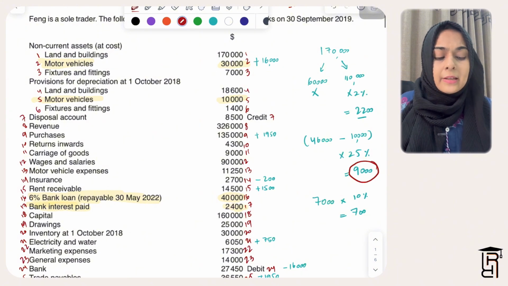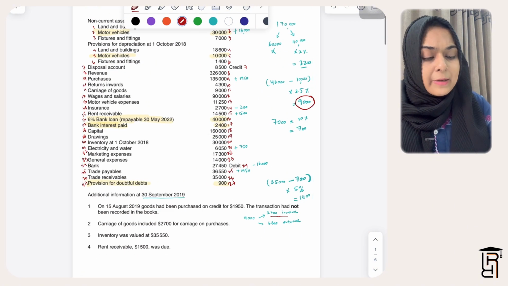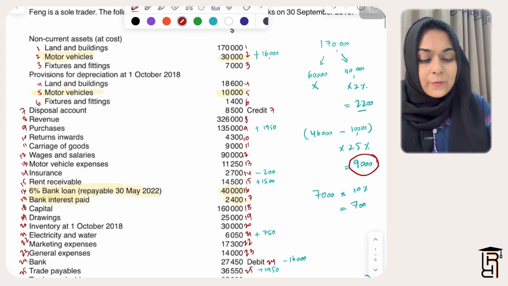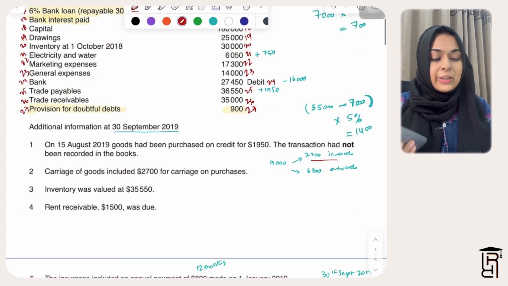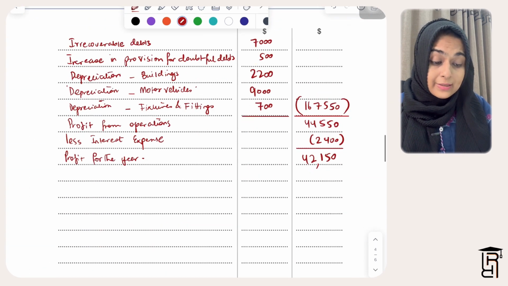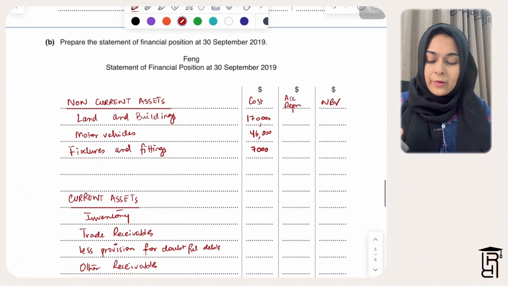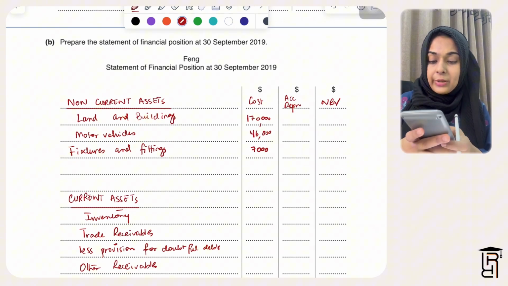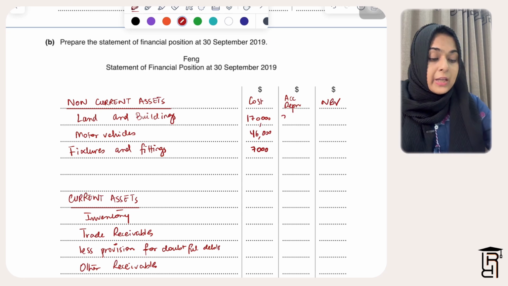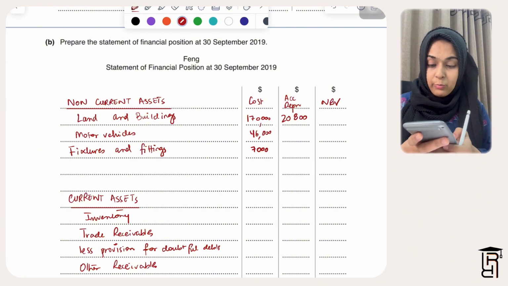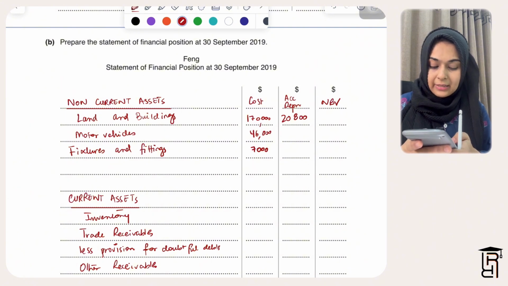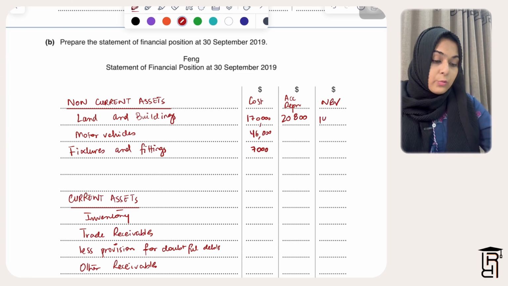So for land and buildings, the provision for depreciation, that means accumulated depreciation at the start of the year, was 18,600, and we charged depreciation of 2,200 this year. So accumulated depreciation at the end of the year will be 18,600 plus 2,200, which will come out to be 20,800, which I need to subtract from 170,000. So 170,000 minus 20,800 is going to give me 149,200 as my net book value.